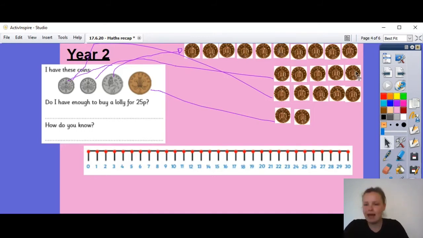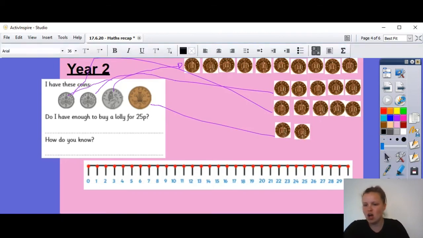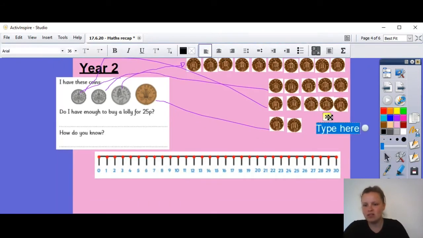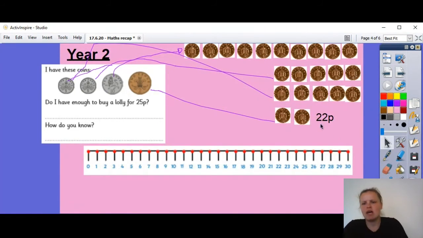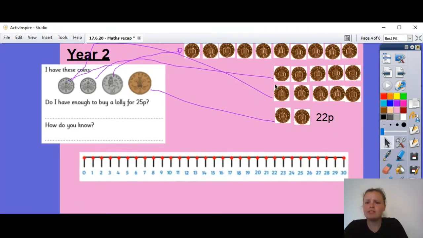10, 11, 12, 13, 14, 15, 16, 17, 18, 19, 20, 21, 22. So it's saying that all these ones are the same as 22p. Okay? So if you didn't count the ones, you counted the 5, the 5, the 10, and the 2. We're going to do it on the number line now, okay?